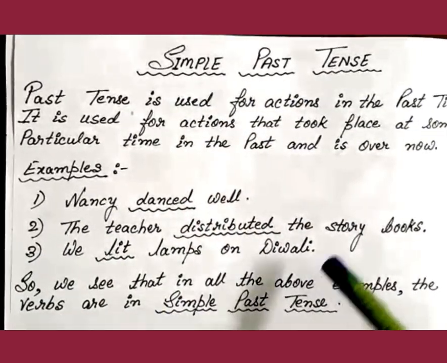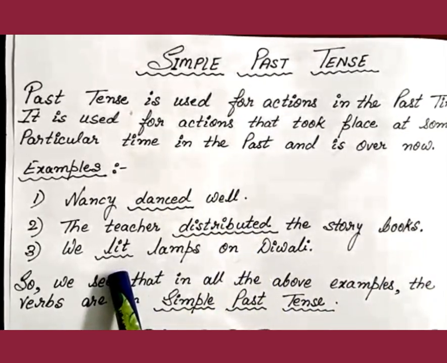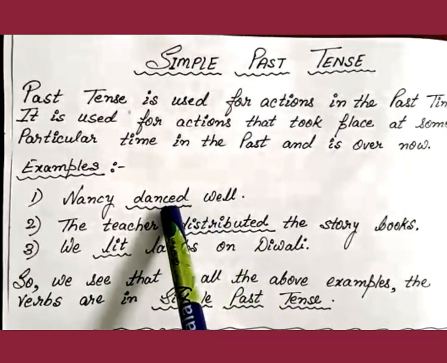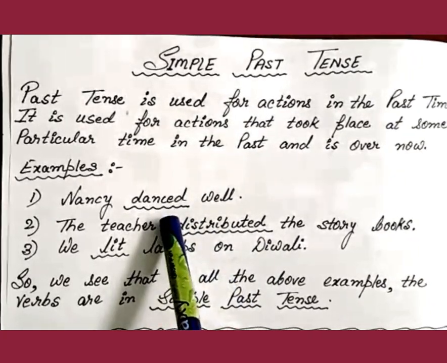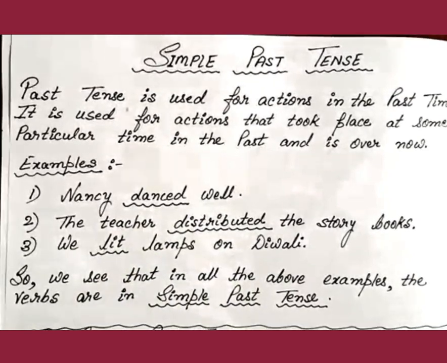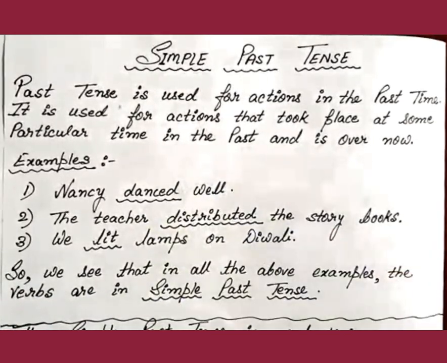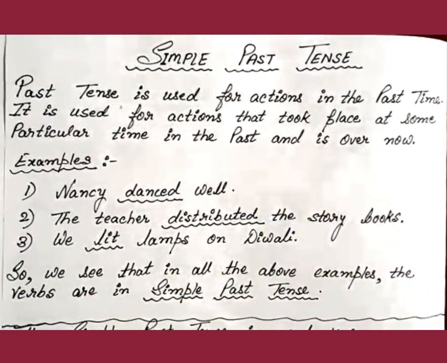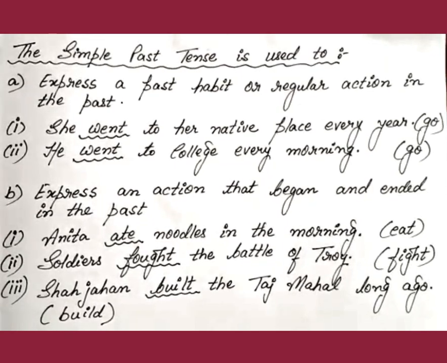So we see that in all the above examples, the verbs are in simple past tense. That means the actions that are being done in all the three sentences have already been done in the past. The actions have already taken place in the past. Hence, in these three examples, the verbs danced, distributed, and lit are all in simple past tense.